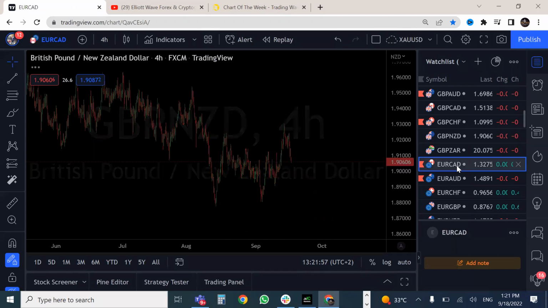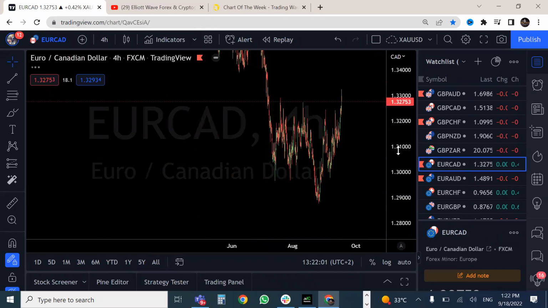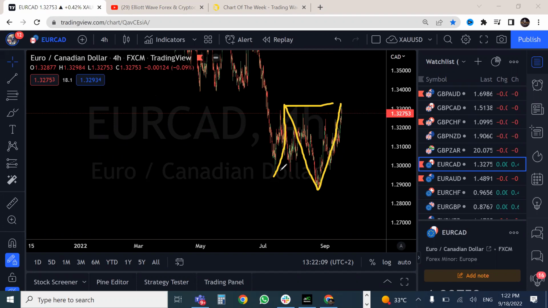Right, let's go to the euros. Euros, just like pound CAD, is making what looks like an expanding flat. So we could be having this one as a move up, pull back, and a move to the upside. It's a nice WXY corrective structure. From current levels, we may see EURCAD starting the drop.